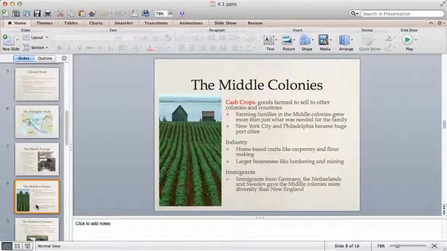Farming families in the middle colonies grew a lot more than what was just needed for their family. And New York City and Philadelphia, which were major cities in the middle colonies, became huge ports where they could sell the goods farmed by these cash crop farmers. There was some other industry in the middle colonies: crafts, carpentry, and lumbering. And of course, a lot of immigrants came to the middle colonies, a little bit different than in New England. Immigrants in the middle colonies were usually from Germany, the Netherlands, and Sweden, and it offered a lot more diversity than you would see in New England at that time.